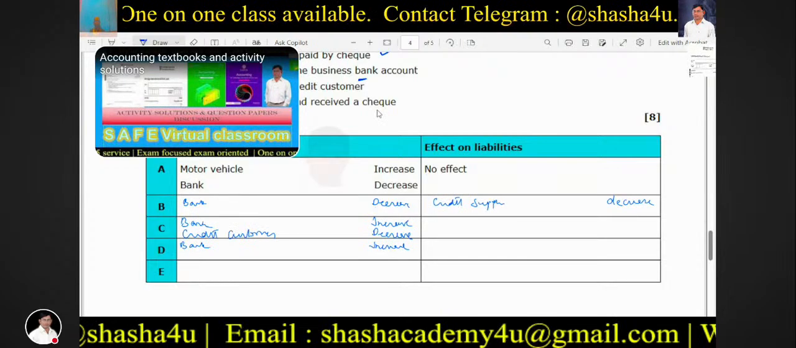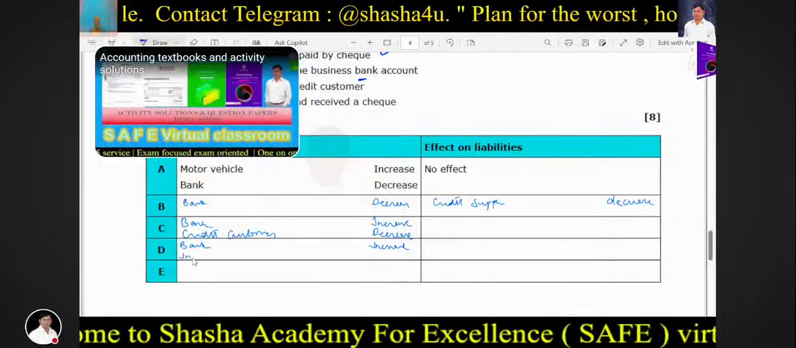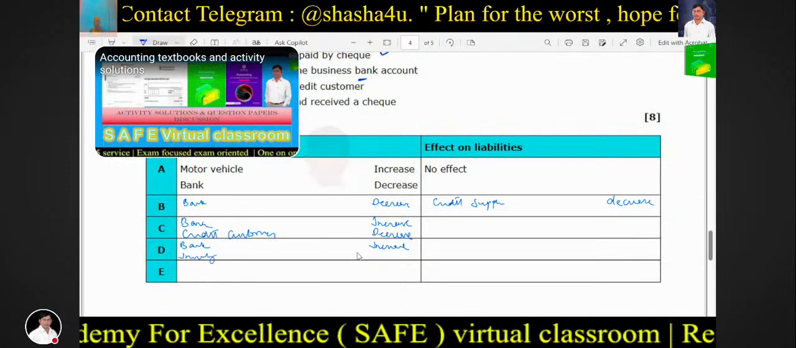So effect on liabilities. There is no effect on liabilities because it is sold at cost price and received a check. So inventory is also an asset. So inventory is also coming down. Inventory is decreasing. Why? Because when we sell, the goods go out. The merchandise will go out of the business.